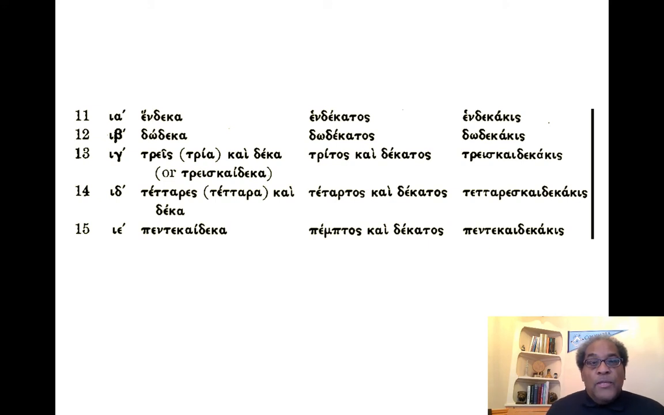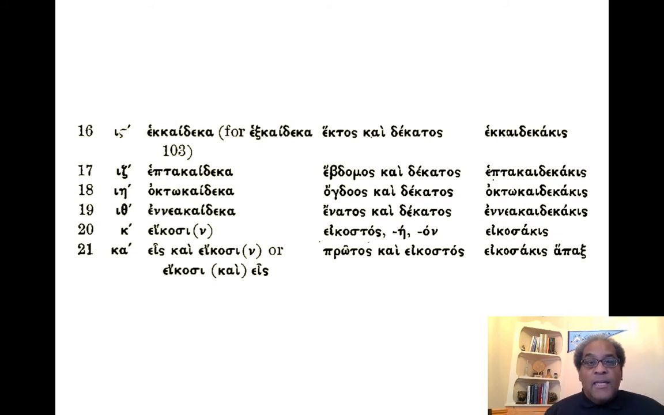So 11, 12, 13, 14, 15. For 11, hendeka, 12, dodeka, 13, treis kai deka, 14, tettares kai deka, 15, pente kai deka. 16, hex kai deka, 17, hepta kai deka, 18, octo kai deka, 19, ennea kai deka, and then 20, eikosi. Repeat that. Eikosi. That's 20. So 21 will be heis kai eikosi, or eikosi kai heis.